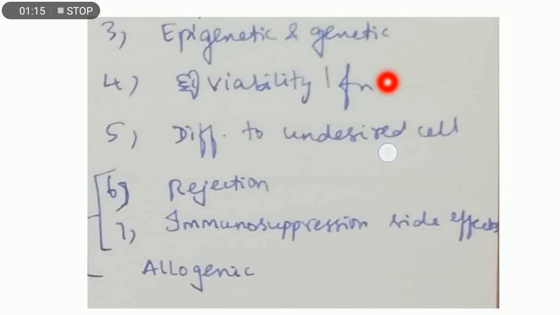And fourth, the tissue viability or the function is reduced. It's basically our fault if this happens, because viability and functional maintenance is what we are appointed for. And then differentiation to an undesired cell. For example, if we wanted a cardiac muscle and a smooth muscle comes, it's of no use. And the last two things are due to this allogenic concept, meaning rejection and immunosuppression side effects, which will not occur if autologous graft transfer occurs.